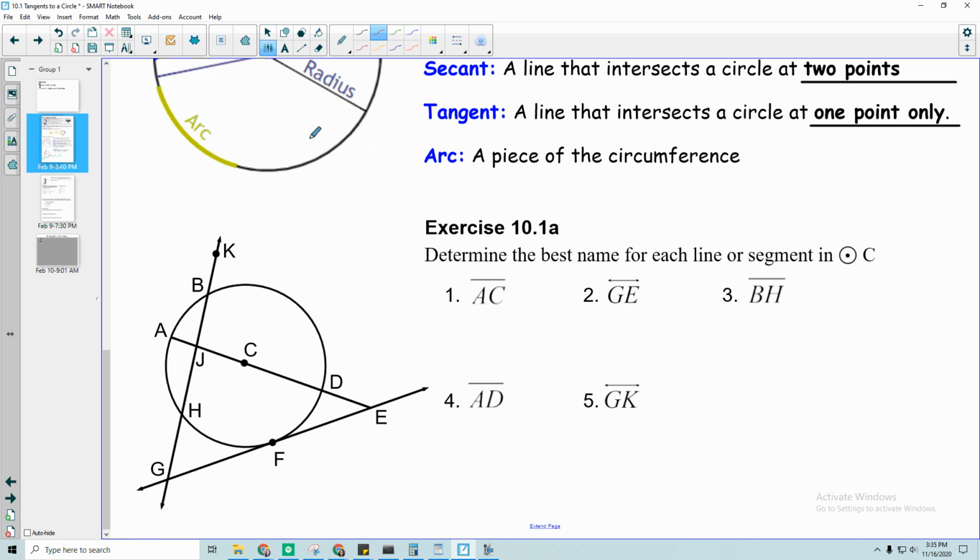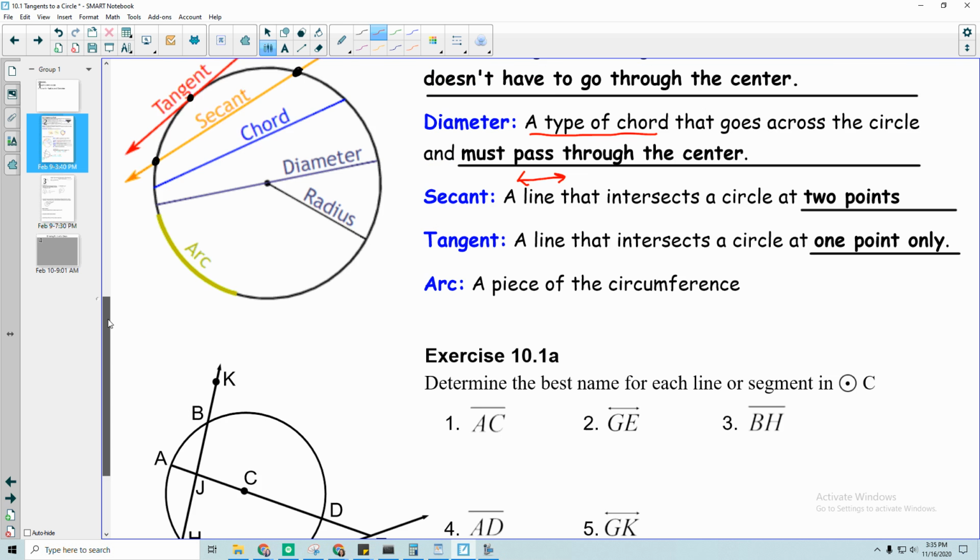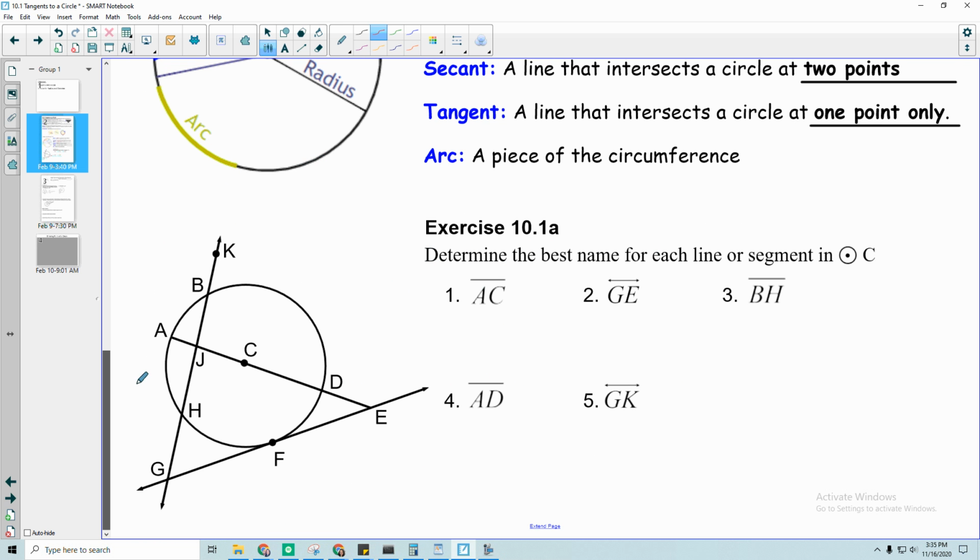All right, now we're going to go through this picture here and look at all of these lines or segments and determine what the best name for each of these are, depending on the vocab that we have here. So what I'm going to encourage you to do if you've made it this far in the video is to pause the video and see if you can come up with an answer for each of these 5. Unpause it, and then I'll tell you what the correct answer is.